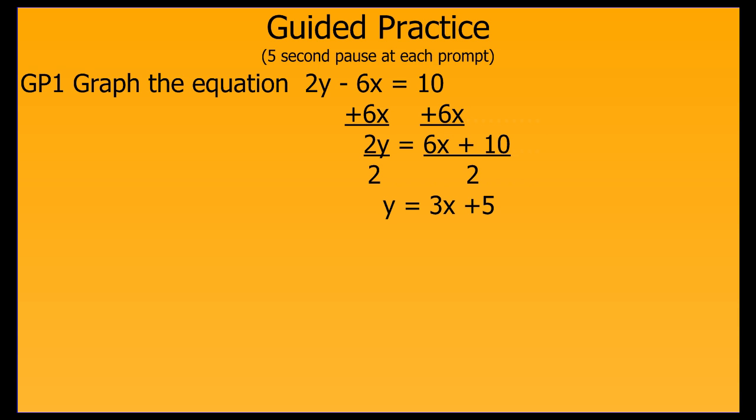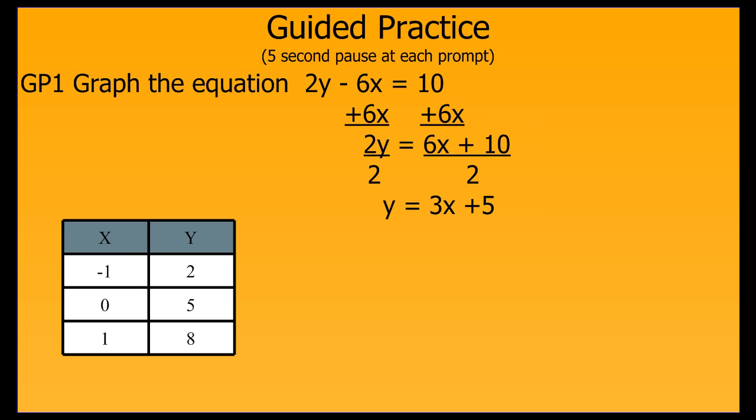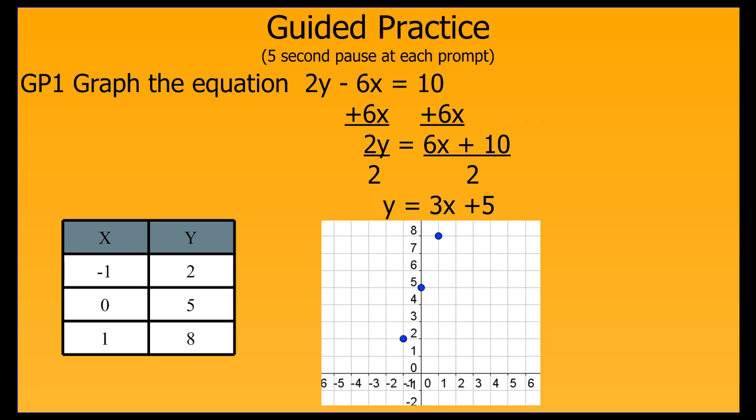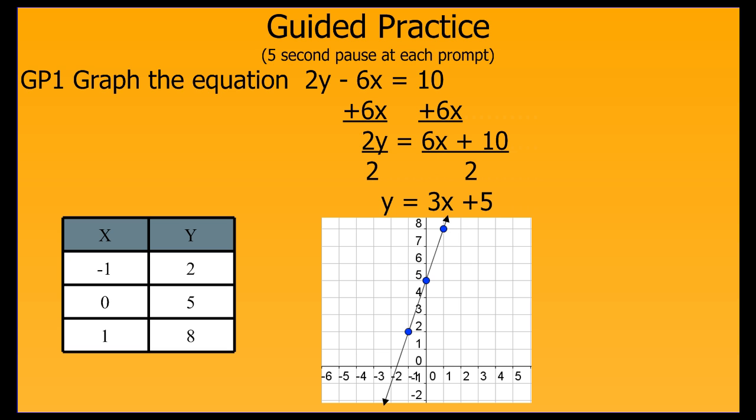What's our next step? We make a table of values. You could pick any values of x that you wanted. I chose -1, 0, and 1, but yours could be different. Now what? Plot the ordered pairs. What's next? Connect them with a straight line and add arrows to the end.